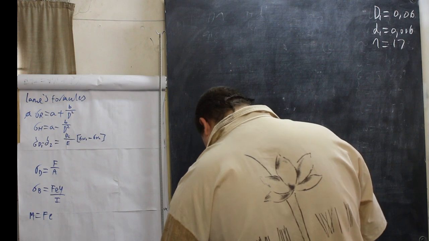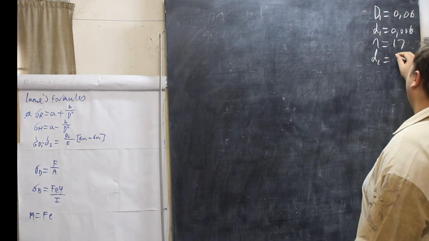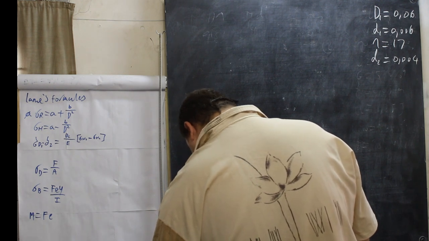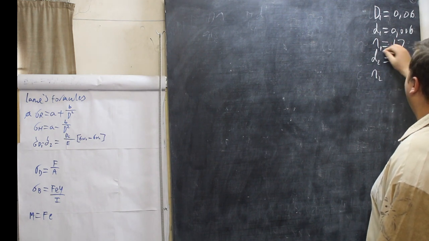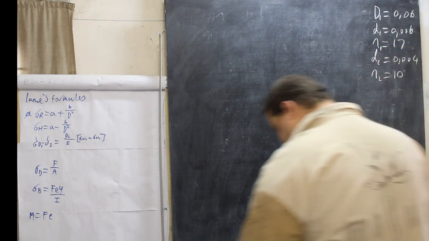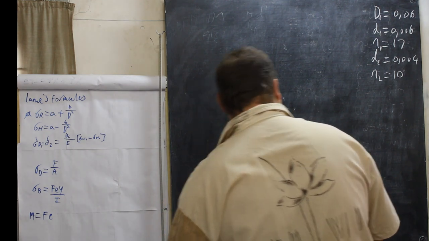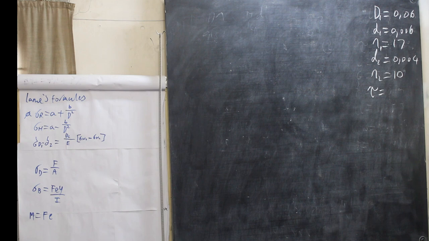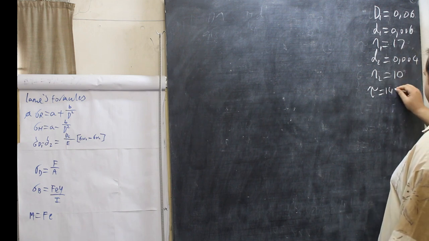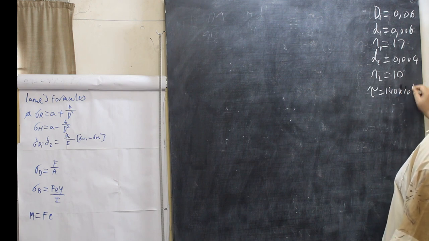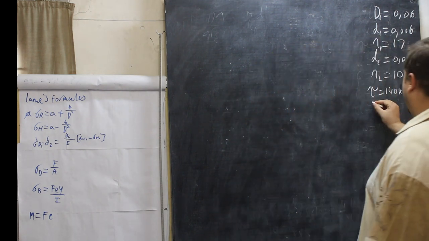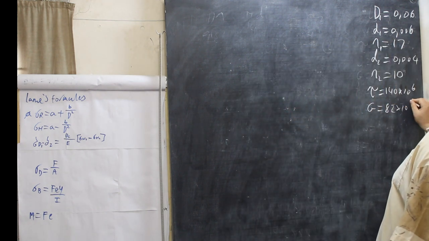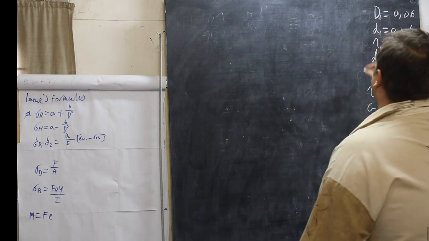The second spring has a wire diameter of 4 millimeters, so d2 is 0.004, and 10 coils, so N2 has 10 coils. The allowable stress in the springs, now this is always, when you're dealing with stress, it's always shear stress, is 140×10⁶. And the modulus of rigidity is 82×10⁹. Okay. This is what a spring in series looks like.